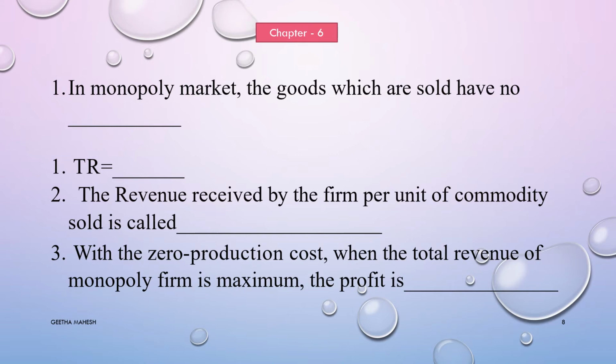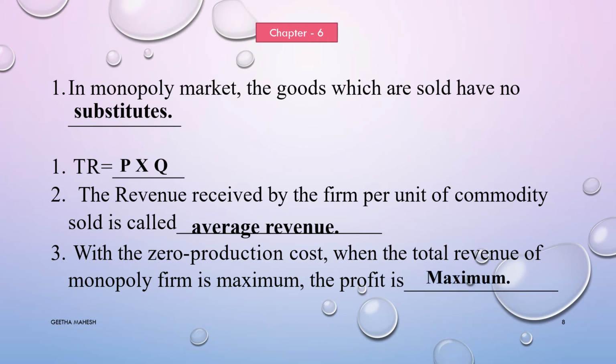Now let us discuss few important fill in the blanks from non-competitive markets. In monopoly market, the goods which are sold have no substitutes. TR equals P into Q. The revenue received by firms per unit of commodity sold is called average revenue. With the zero production cost, when total revenue of monopoly firm is maximum, the profit is maximum.